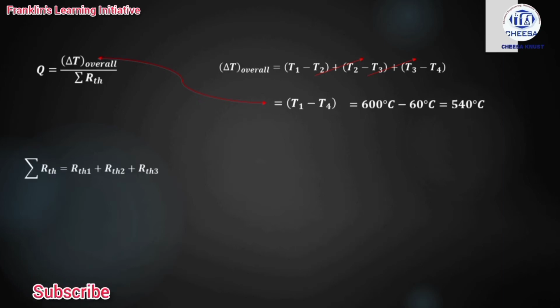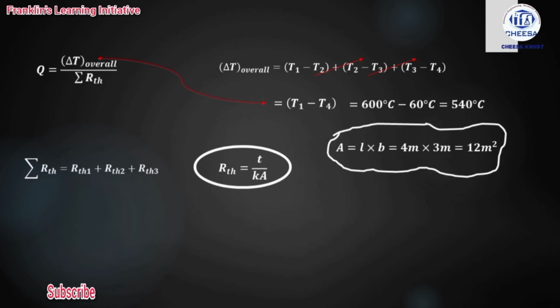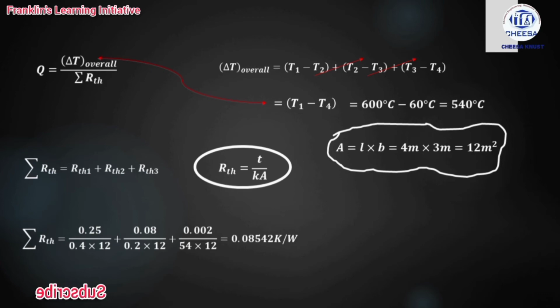The next thing to do is to calculate the overall thermal resistance, and that is going to be the sum of the individual thermal resistances. We know that thermal resistance is going to be thickness, or the distance of heat transfer, divided by thermal conductivity multiplied by area. That gives us the thermal resistance. We need to calculate our area. We know the height, we know the length and breadth, and area is going to be the length multiplied by the breadth. That gives us 12 meters squared. So we can move on to calculate the overall thermal resistance.